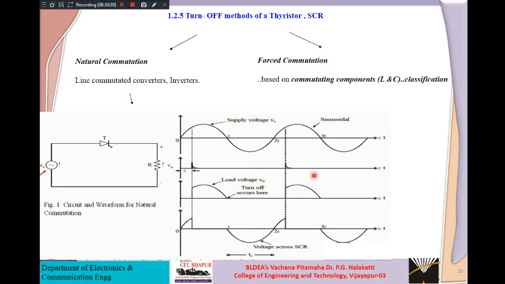Naturally you can see your SCR is turned off like this. The total circuit turn off time has been shown here. So this is how we have to explain natural commutation with the help of the circuit diagram and waveforms. You try to understand this. These things are not there in the notes of the textbook.